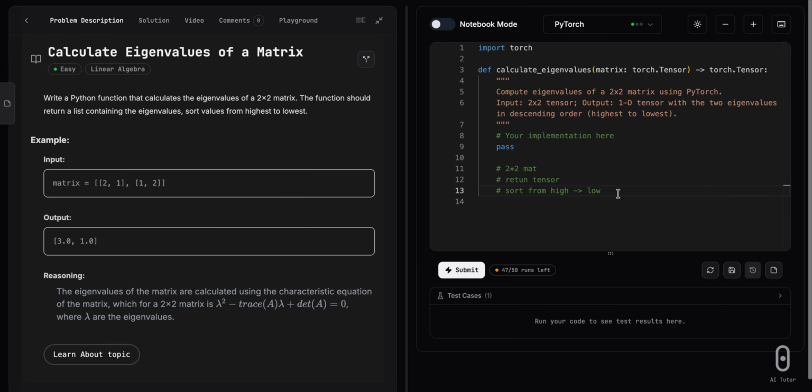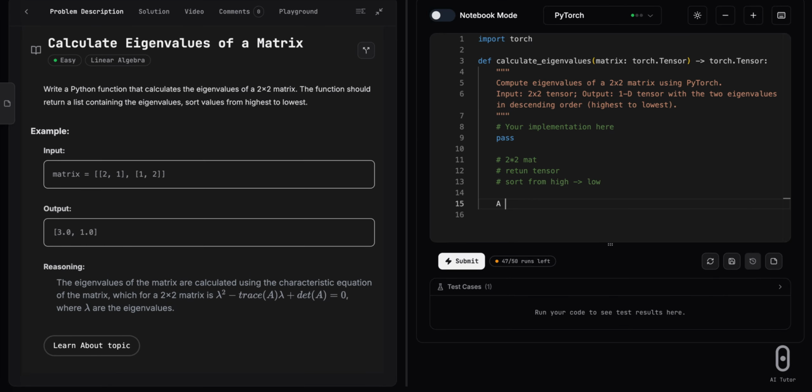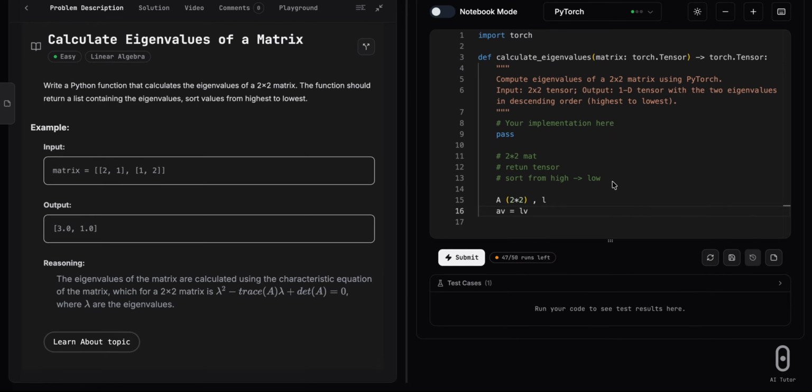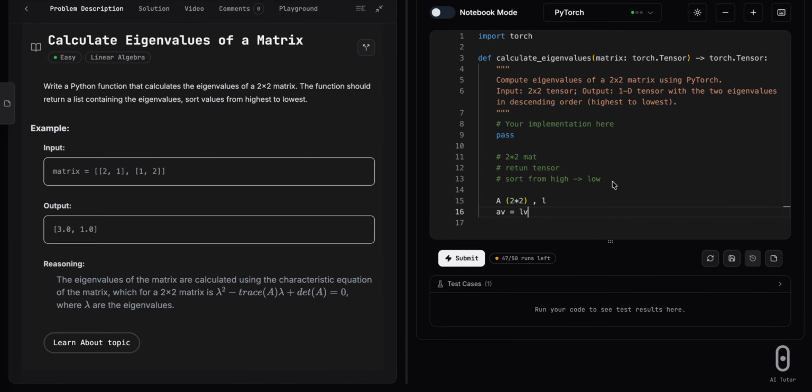Basically the mathematical intuition is that for a matrix, suppose we have A and this is our input matrix, 2 cross 2, and for that matrix suppose we have an eigenvalue lambda, for now I am taking it as L. So an eigenvalue is such that A times a vector V is lambda times V, meaning that the matrix only scales the vector without rotating it.